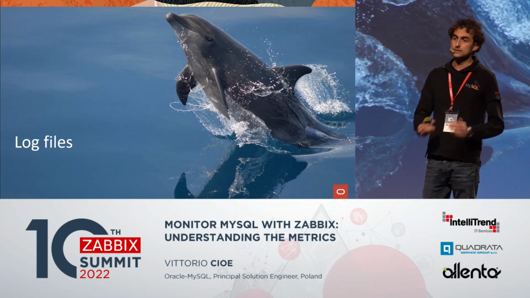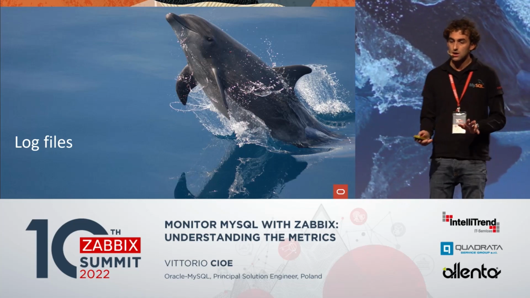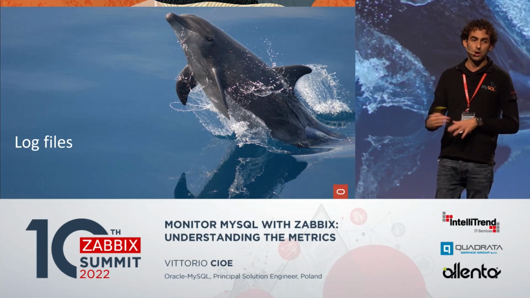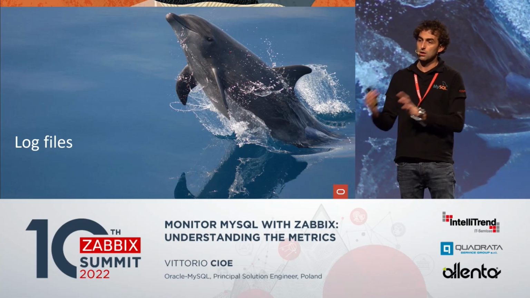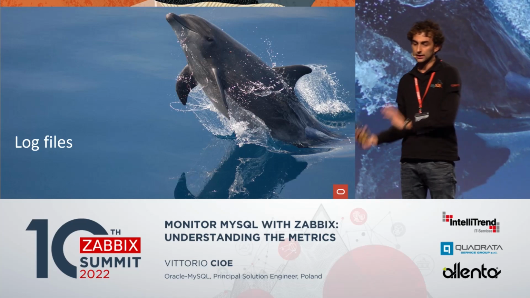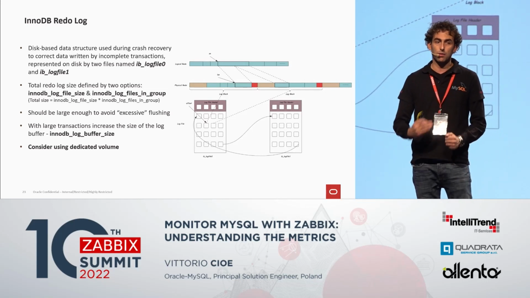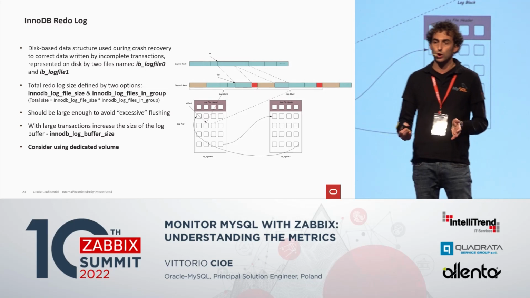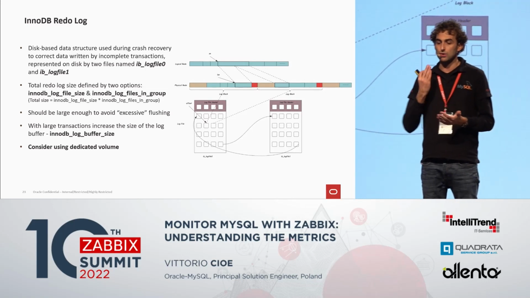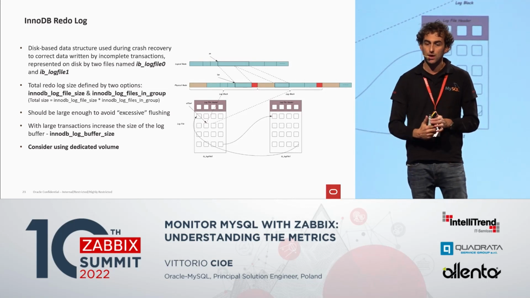Then let's see now what MySQL keeps on disk, the log files. I'll say immediately, among all the disk structures, I'll focus on redo logs and binary logs. So, what are the redo logs? The redo logs are data structures, so basically files where MySQL keeps track of the changes which are being written to the database.